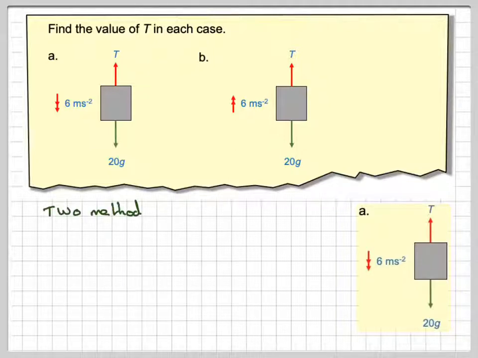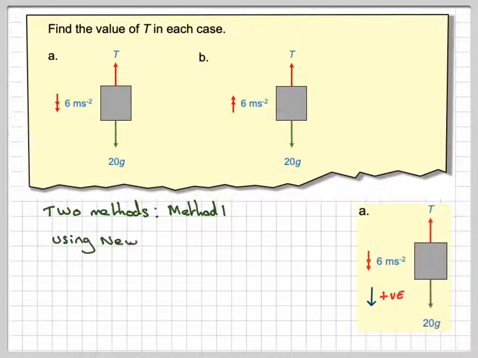So basically we've got here a weight of 20g acting downwards, we've got the tension acting upwards, and we've got an acceleration of 6 meters per second squared acting downwards. So method one. Method one is first of all decide what is going to be positive and what is going to be negative. So in this one we're going to make going downwards as positive.